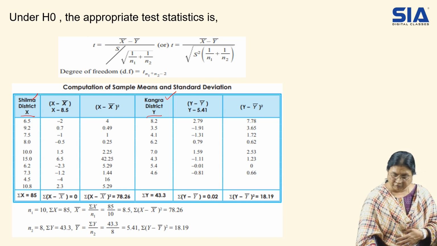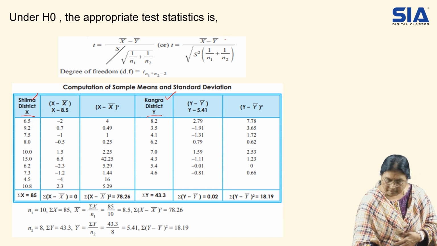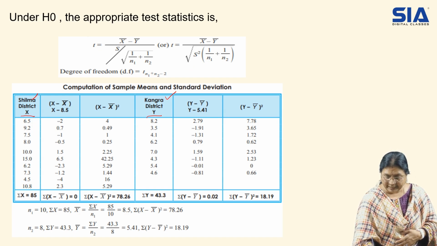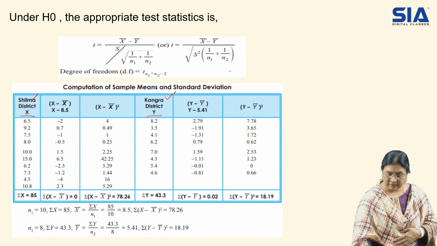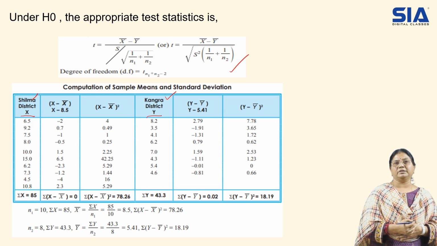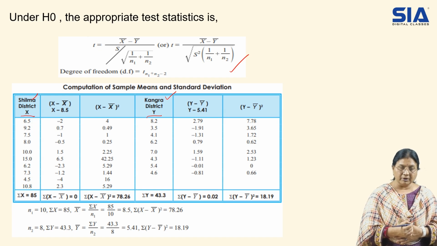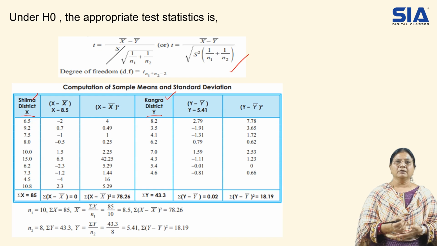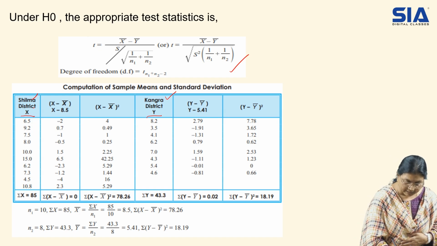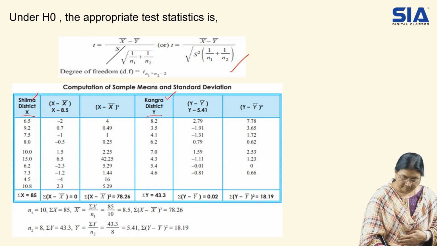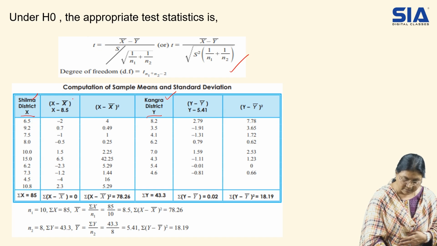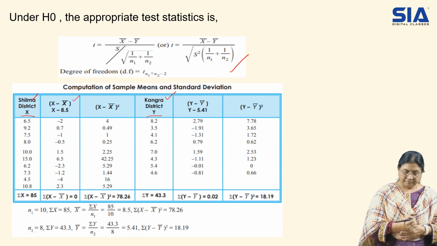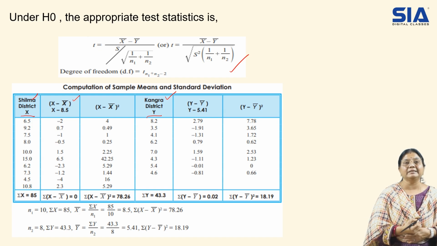According to the given formula, t is equal to x bar minus y bar divided by the root of s square, 1 by n1 plus 1 by n2 under the root. This is the formula for testing two means. You can see the data is put in tabular form, which makes it easy for calculating. Here I have taken X values, and after X values, X minus X bar. To find this, we first have to calculate the average.